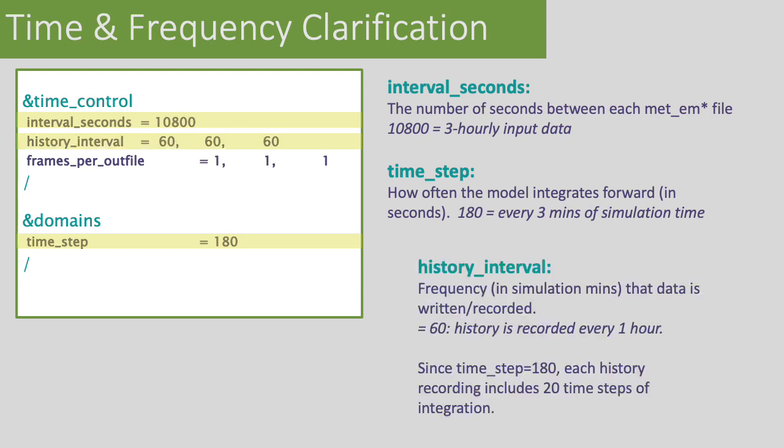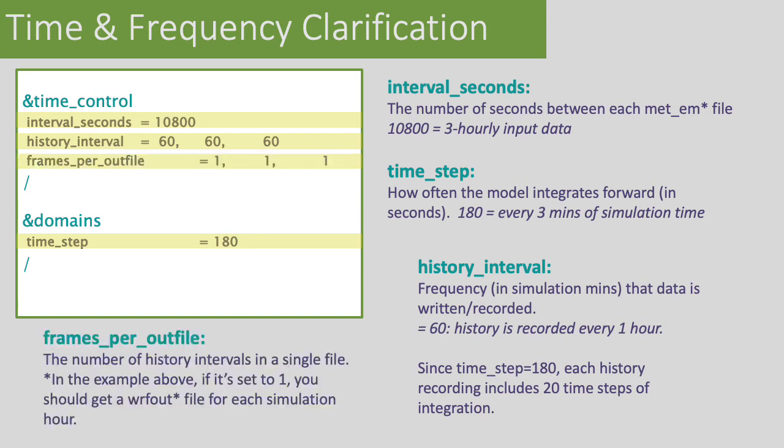The history interval is how often the data is written or recorded. Setting it to 60 means that it's written to a file every hour. And then frames per outfile is the number of history intervals within each history output file. In this example, we've set it to 1, meaning that you will only have a single history output time in each output file, so you will get a wrfout file every simulation hour. If we had set this to 3, for example, you would have 3 history times or 3 hours in a single wrfout file. If we set it to something large like 1,000, you could store up to 1,000 history times in a single wrfout file.